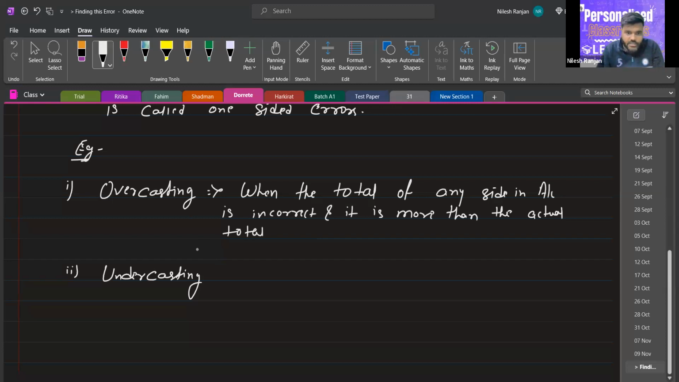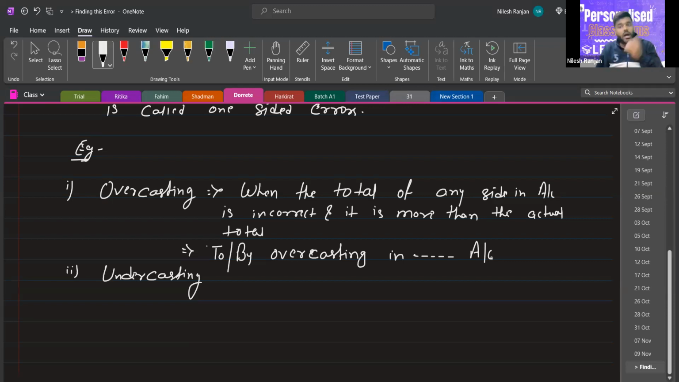So what will we write? We will write "to" or "by", because in any side there can be a totaling error. So we write "to" or "by overcasting" in a specific account. This is how we will write. Now, where will we write this? On the opposite side of the error. You have to remember this: in overcasting, you have to write it on the opposite side.